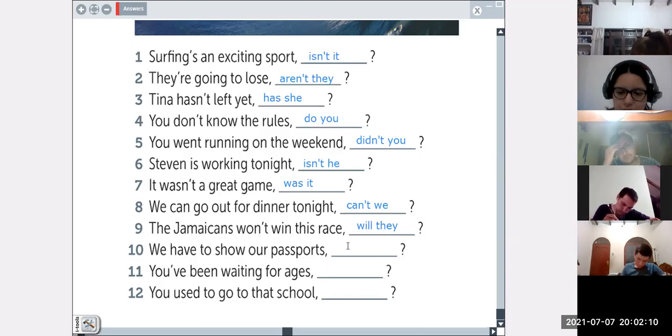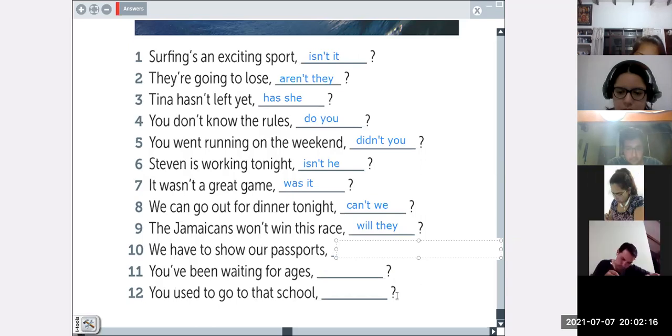We have to show our passports. ¿Qué podríamos decir? Don't we? Don't we? No, it's not a present perfect, right? Si fuese un present perfect, sí podemos utilizar have como auxiliar, pero acá nuestra oración está en presente simple, ¿cierto?